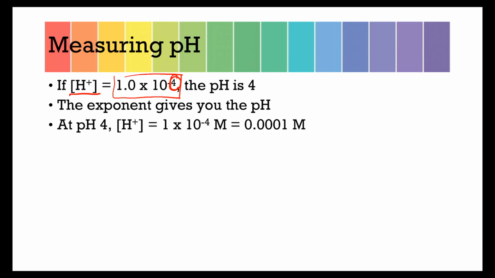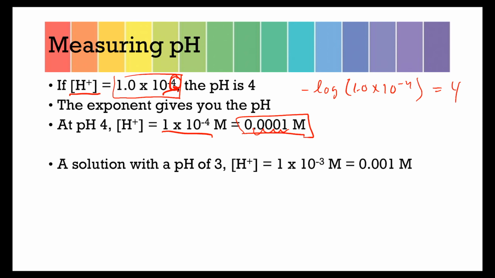You could also put negative log of 1.0 times 10 to the negative 4, and you would still get 4. This is why we don't really need to use the negative log equation, because you can just look at the exponent. If you wrote this out as a decimal, that is 0.0001. If it gives you it in this form, you'd have to convert to scientific notation, and that's where that comes from.